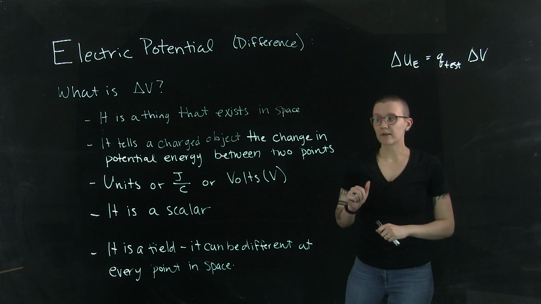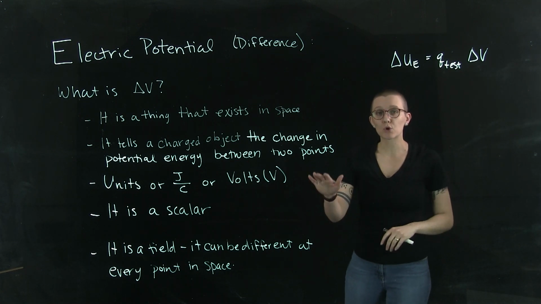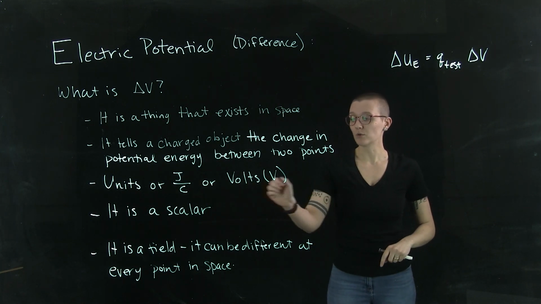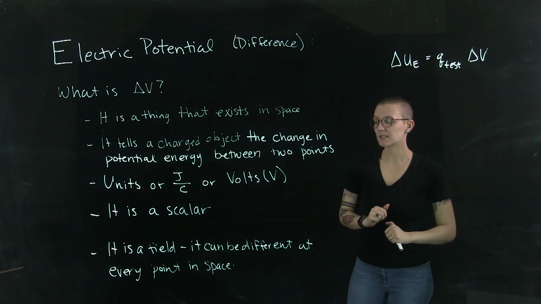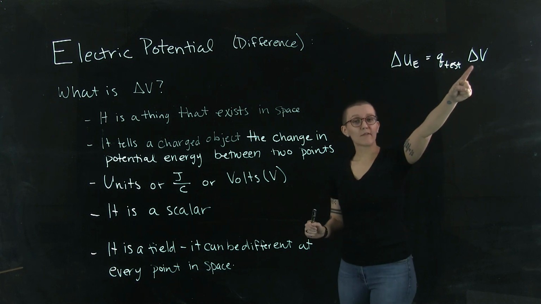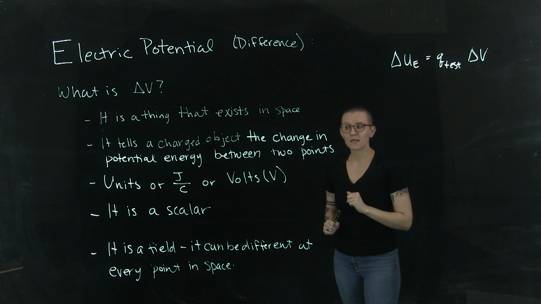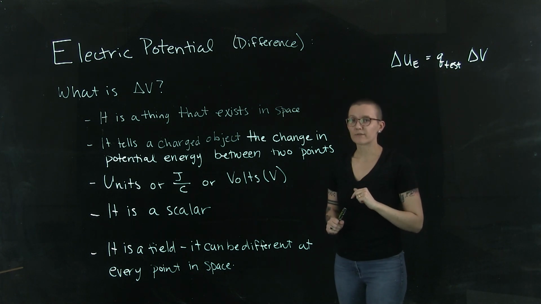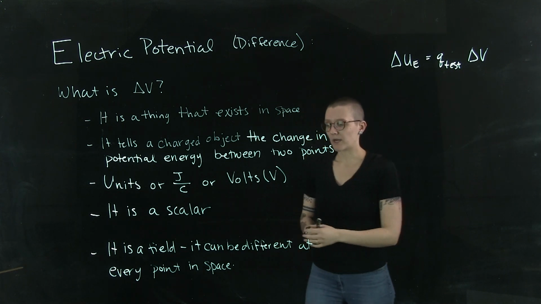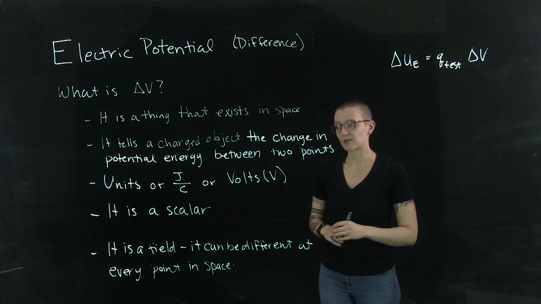This we talked about in the previous video. Our electric potential difference has units of joules per coulomb, and we have a shortcut unit for joules per coulomb, which is volts, given by the V symbol. It's a scalar, so notice I don't have a vector on this. It's different from the E field in that way. The electric field has a direction, the electric potential difference does not. It's just a scalar. And this is kind of combined with this last point here, right? It's a field. It can be different at every point in space, but it does not have a direction.